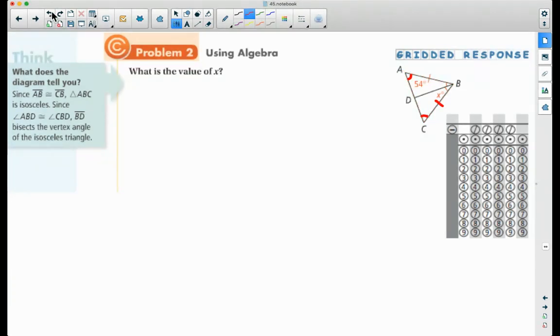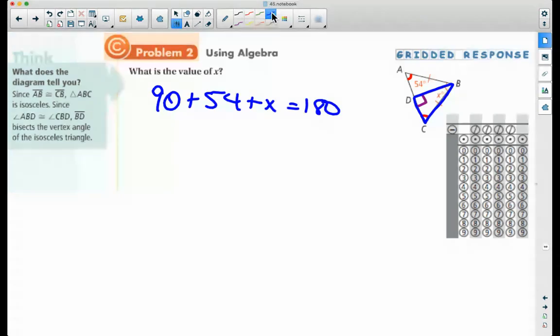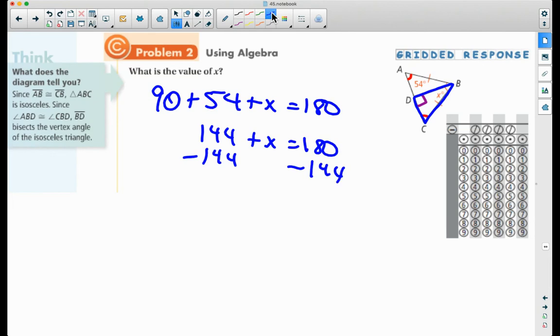All right. So also what's happening is this angle is being bisected right there. So that's going to create perpendiculars, a 90-degree angle right there. So in this triangle right here, I know 2 of the 3 angles. I know 90 and 54, and the sum with x has to equal 180. So that's 144 plus x equals 180. Subtract 144, and x is going to give me 36.